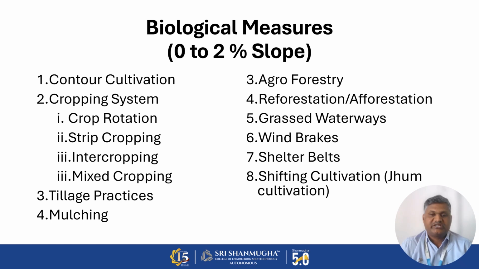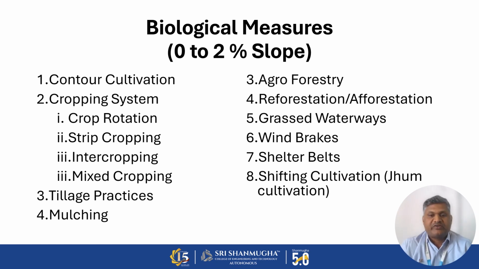Reforestation or afforestation is the next one. Afforestation is the cultivation of tree crops on hills. That is afforestation. Reforestation means replanting tree crops when trees are cut one by one. So this is reforestation or afforestation. Even though these practices are practiced in hill areas, the land slope is maintained at about 0 to 2% only.